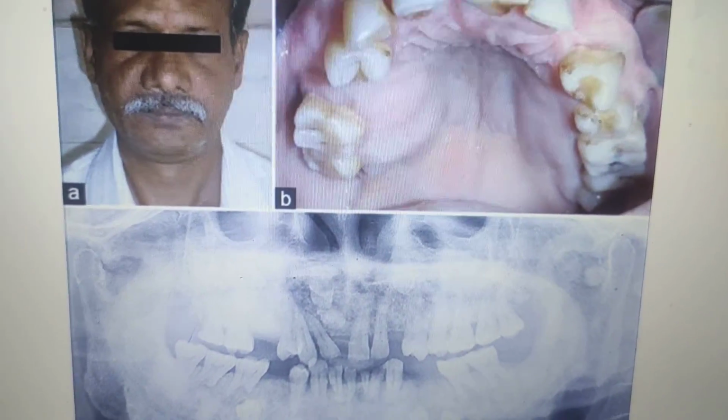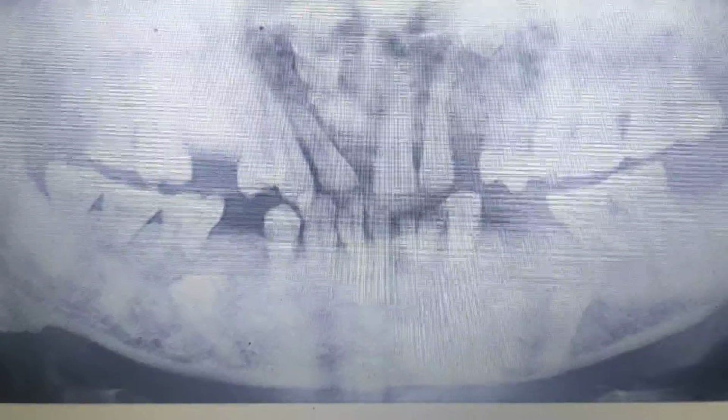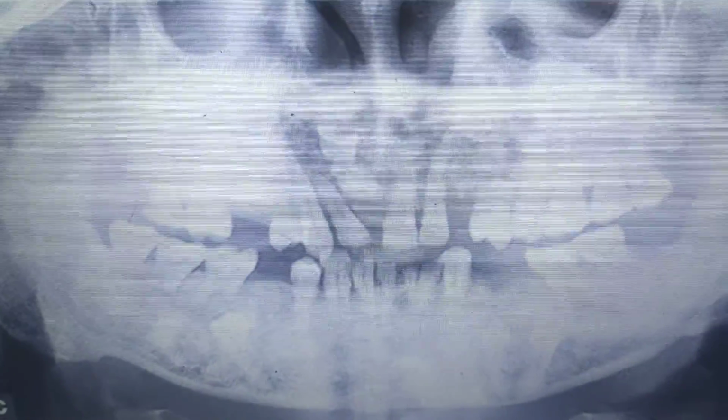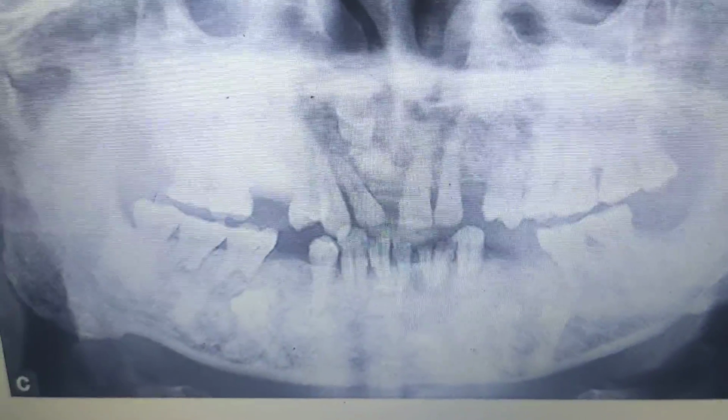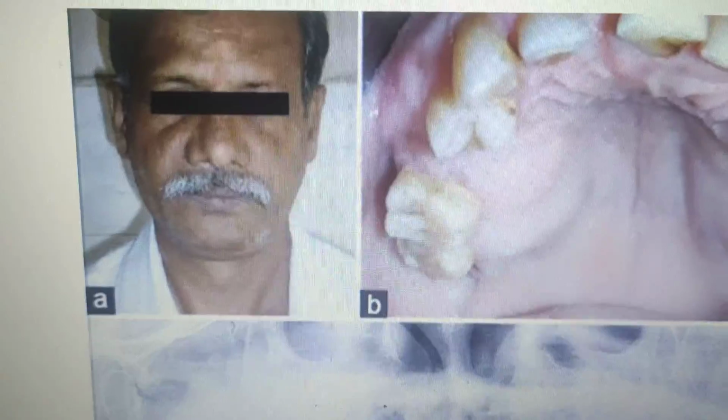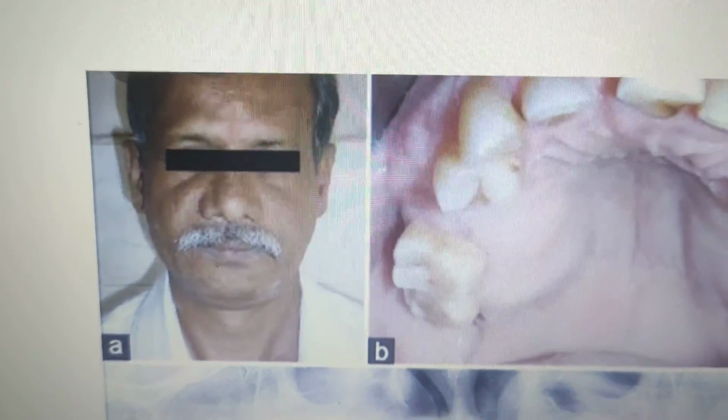And this is multiple supernumerary. You can see here multiple supernumerary, impacted permanent or supernumerary teeth. You can see here also impacted and missing teeth. One more diagram is also there. Yes, this is sebaceous cyst of skin. So all these pictures are regarding Gardner syndrome only.